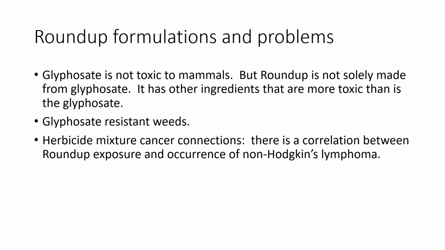Okay, so the problem is the formulations, that the glyphosate itself is not toxic to mammals, but Roundup is not made just from glyphosate. It has other ingredients that are actually more toxic. Okay, so the idea here is that the water-soluble molecule glyphosate is not taken up well by the plant cells, right? What you need to do is get a system where you can get it past the lipids that are going to be involved in the membranes to get it into the cells.